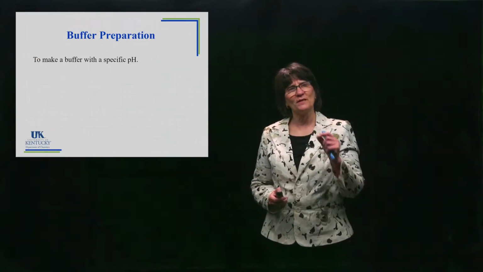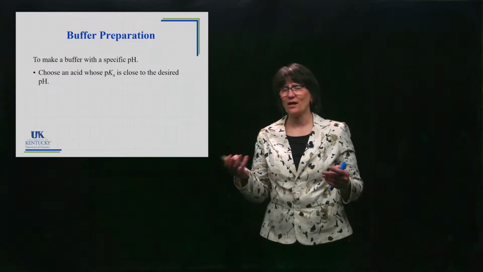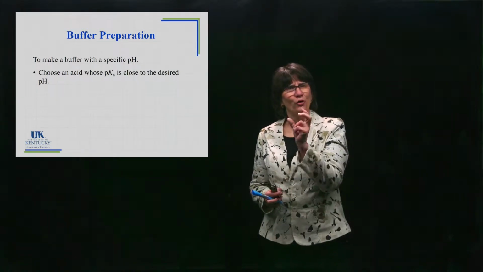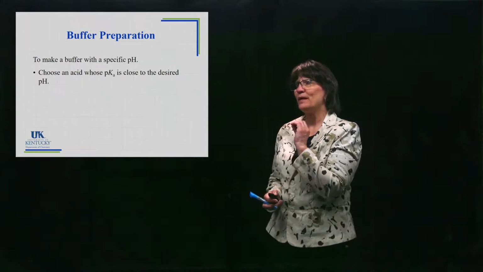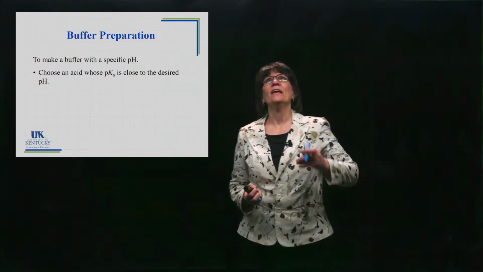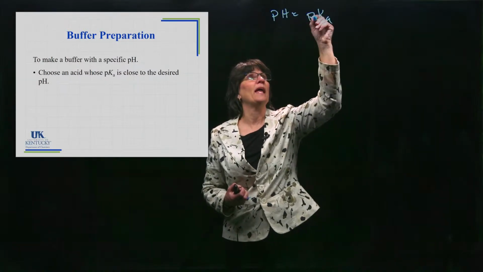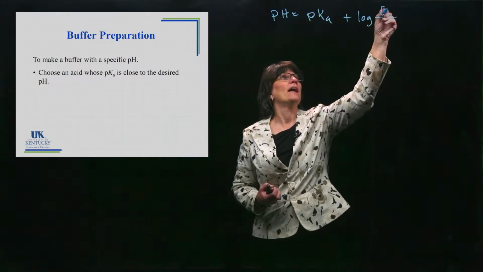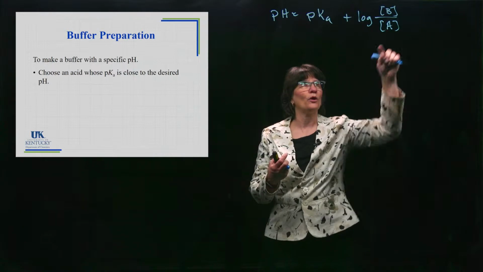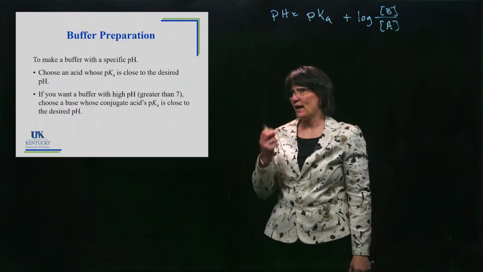So to make a buffer with a specific pH, the first thing you have to do is choose the right ingredients, okay? It can't be just any old acid and its conjugate base. It needs to be an acid where the acid form, whether it's the full acid or a conjugate of it, is one whose pKa value is close to the pH you want. Because remember, in the Henderson-Hasselbalch equation, pH equals pKa. The pH is going to be close to pKa, and this term is to tweak it up and down some, okay? That's its job, to make it higher or lower depending upon this ratio. So you have to choose something that's close to that pKa value, okay?